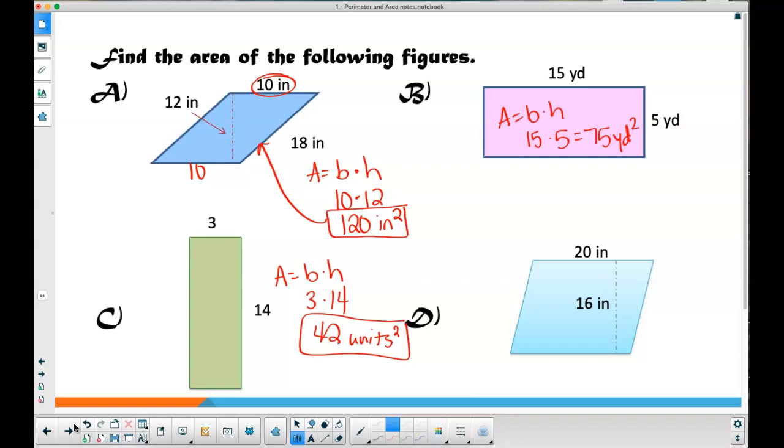And letter D, again, area equals base times height. 20 times 16, which is 320 inches squared. Okay, questions on rectangles or parallelograms? It's pretty simple, right? Pretty straightforward.